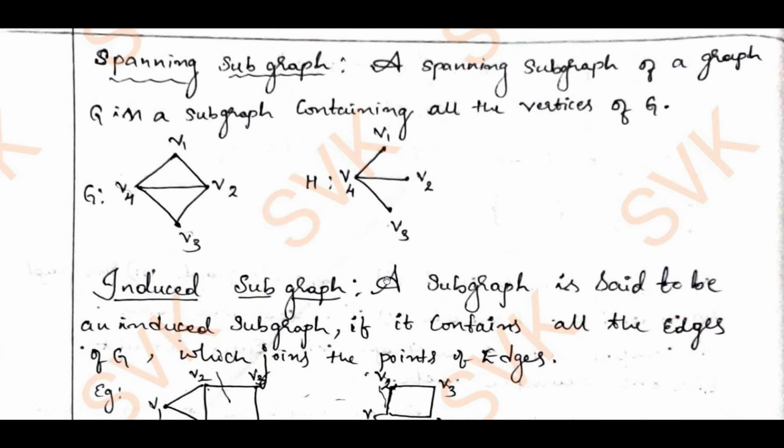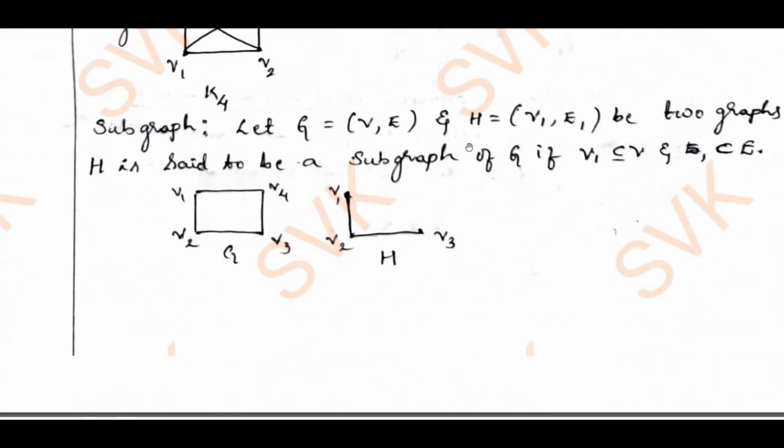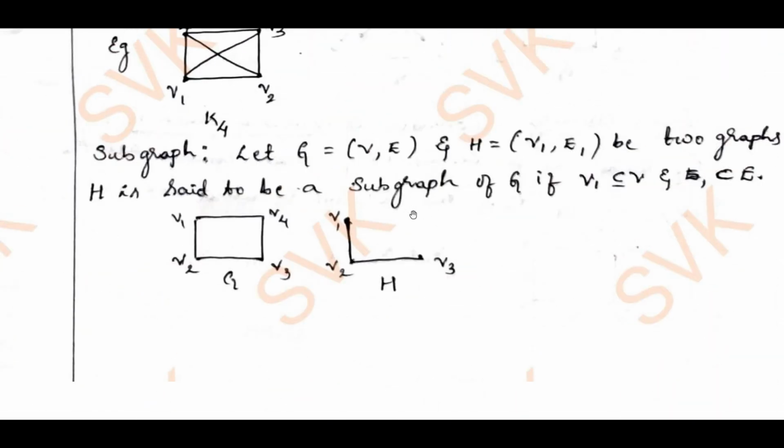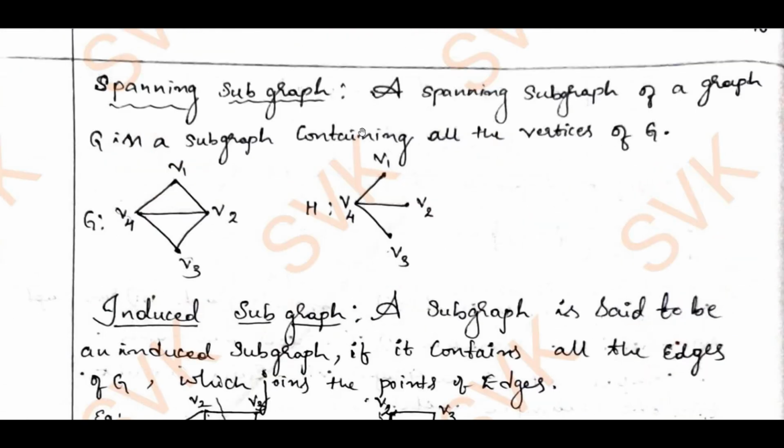Spanning subgraph. What is a spanning subgraph? A spanning subgraph of a graph G is a subgraph containing all the vertices of G. See, in a subgraph, I did consider vertex V4, then also we say that it is a subgraph. But in the case of a spanning subgraph, however many vertices there are in the original graph, those same vertices should be there, but not all the edges.